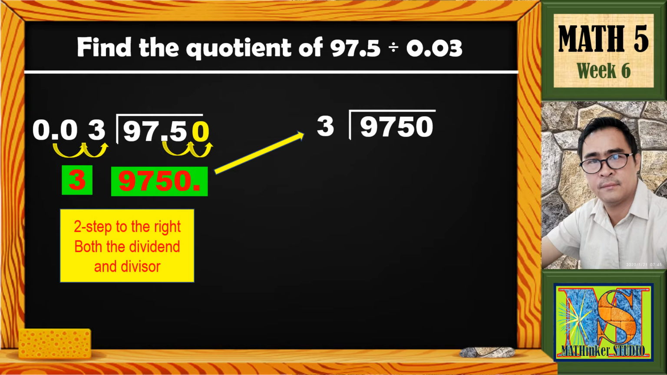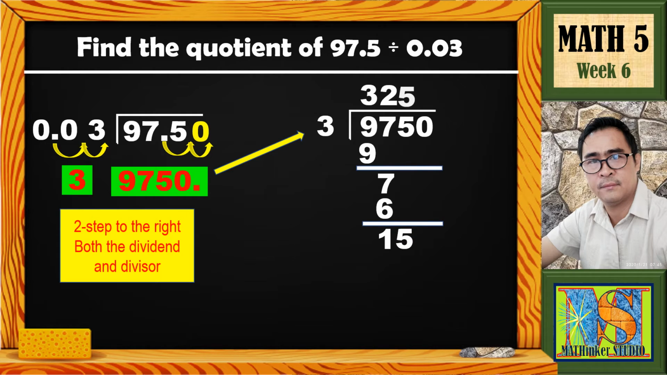Now, i-divide na natin. 9 divided by 3 is equal to 3. 3 times 3 is equal to 9. Then, let us subtract 9 minus 9 is equal to 0. Huwag na natin ilagay. Bring down 7. 7 divided by 3 is 2. So, 2 times 3, 6. 7 minus 6 is equal to 1. Bring down 5.